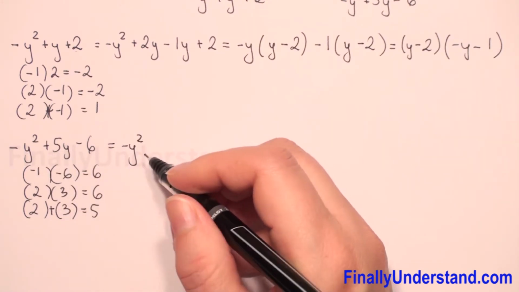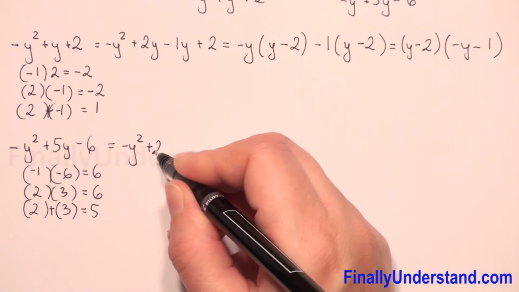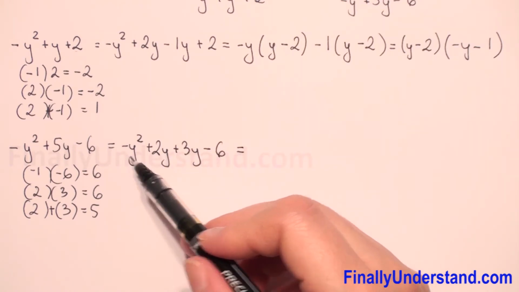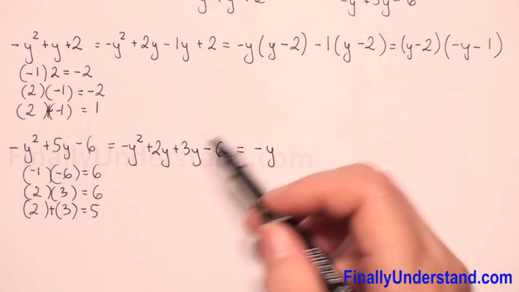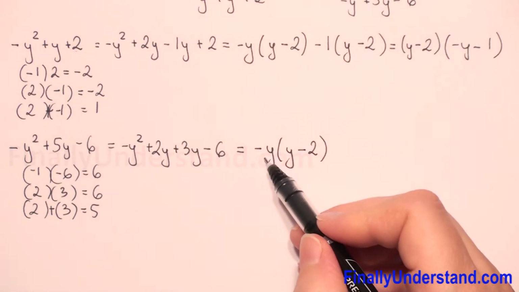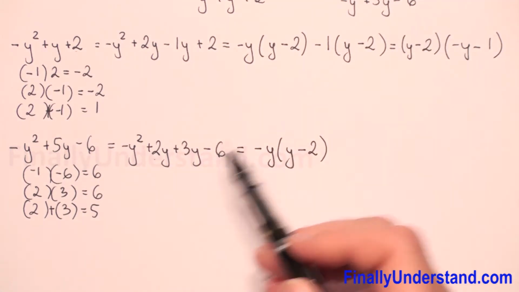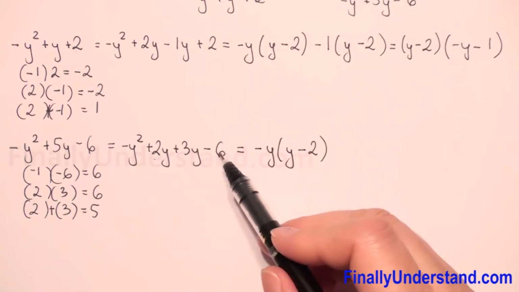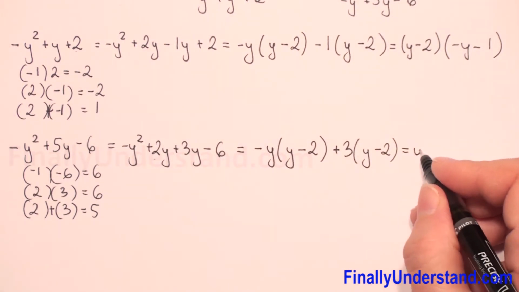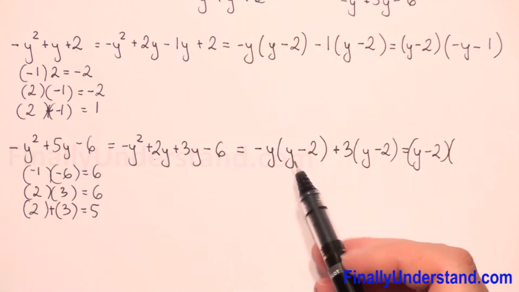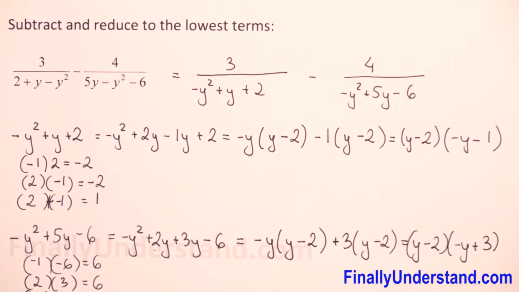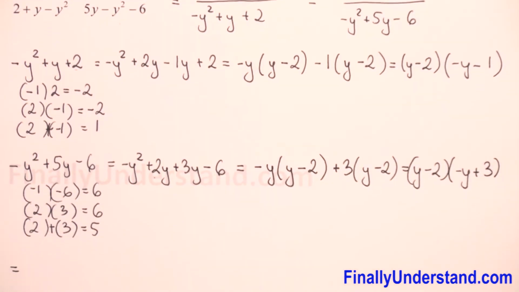Negative y squared I have to copy, and now 5y I can rewrite as 2y plus 3y, and we have minus 6. Now I can factorize negative y from the first two expressions, so it will be y minus 2. Negative y times negative 2 gives me positive 2y, so it's the same. And from the last two expressions I will factorize 3, so it will be y minus 2. Y minus 2 and y minus 2, so we can factorize y minus 2, and in parentheses whatever is left, negative y plus 3. So now we can rewrite our two algebraic fractions.